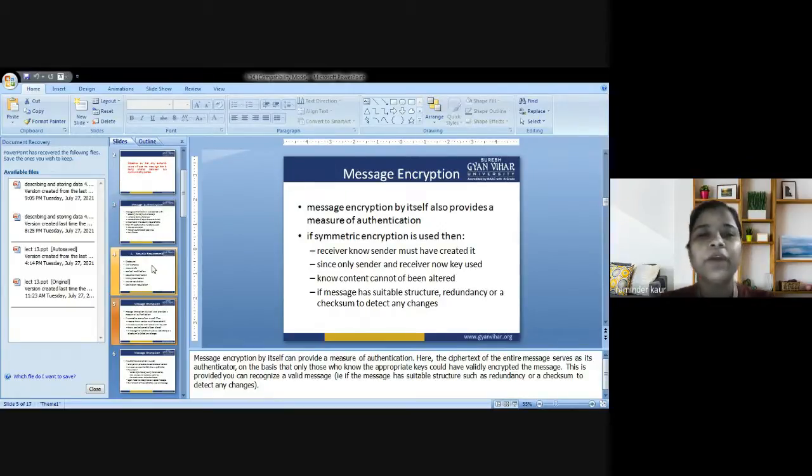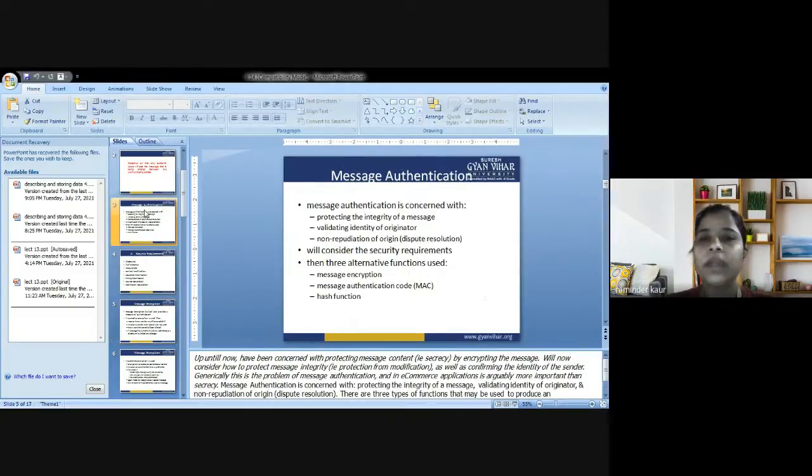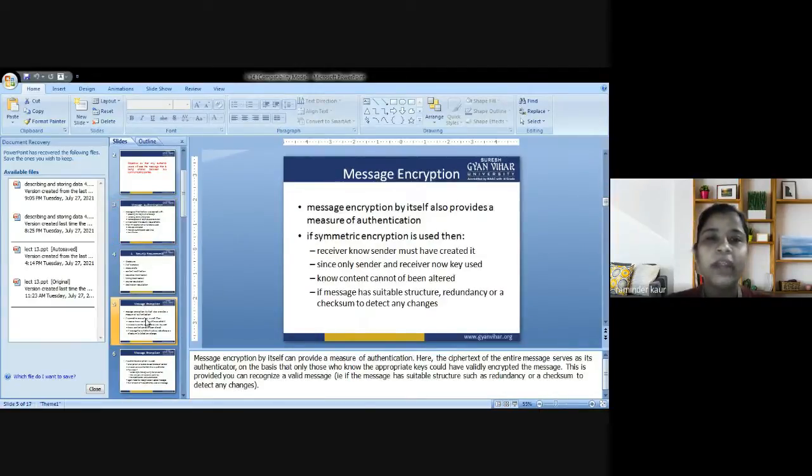Next are the three functions that we have discussed here: what is encryption, what is MAC, and what is a hash function. We are going to discuss each and every function one by one. So what is basically message encryption? Encryption, as the name implies, converts the message into scrambled text, or I can say text that is not easily readable or understood by the readers. So it could be message encryption by itself.